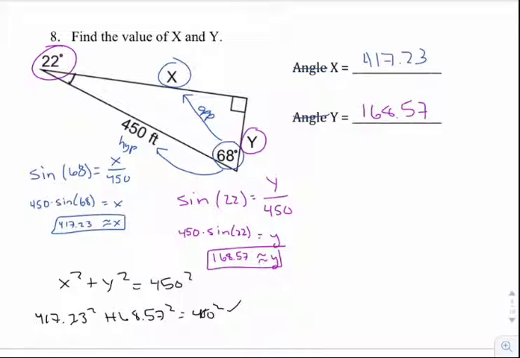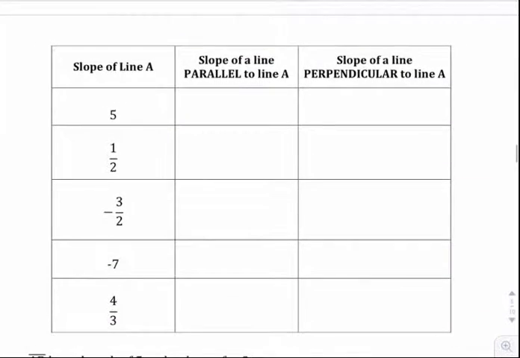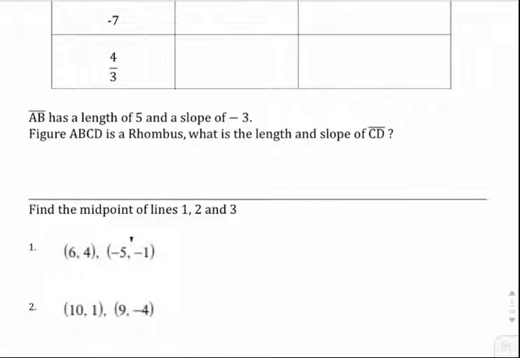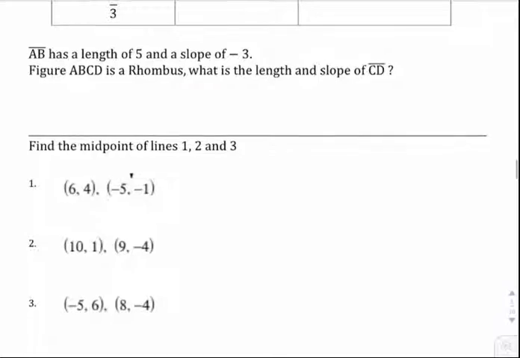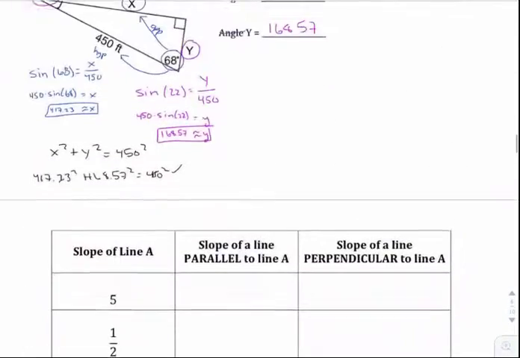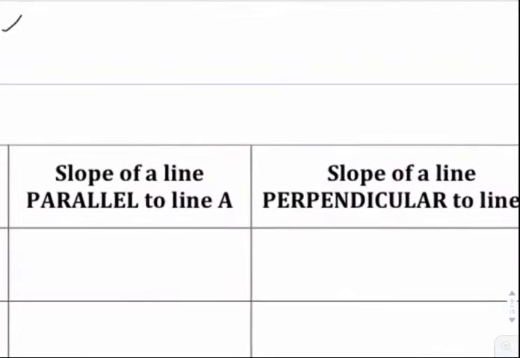So here we are, part 5. All right. So it looks like we have some work about parallel and perpendicular lines. Let's see. Has some distance formula and some midpoint work. So let's jump into this first. Slopes of parallel and perpendicular lines.